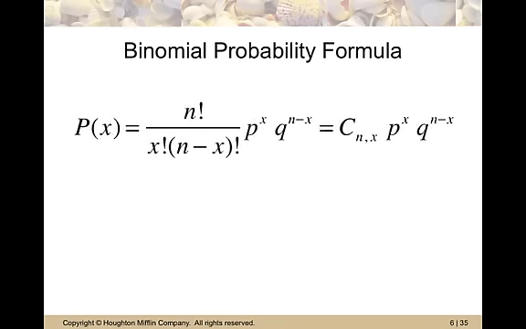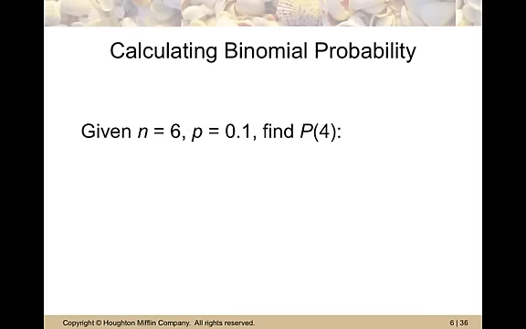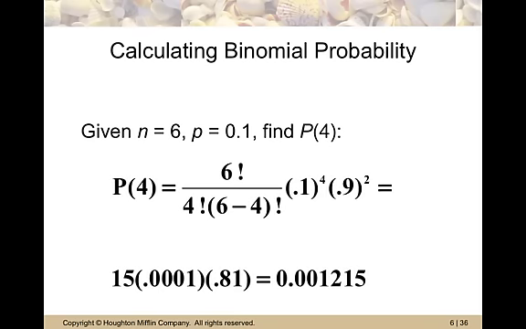Okay, so here's the formula all spelled out, and here it is with just the combinations notation. So n is the number of trials, p is the probability of success, q is 1 minus p, or the probability of failure on each trial, and x is the number of successes. So calculating this, when we are given that n is 6 and p is equal to 0.1, we're going to find the probability of getting 4 out of those 6 as successes. So this isn't the marksman problem. This is just a little baby example to help us use the formula.